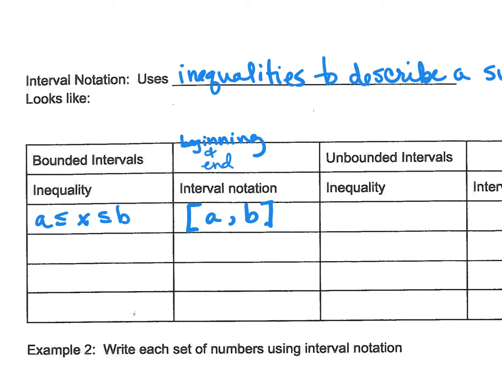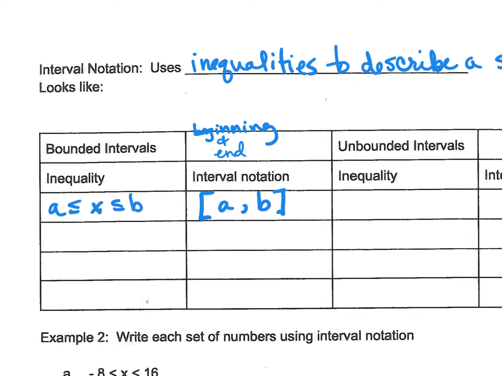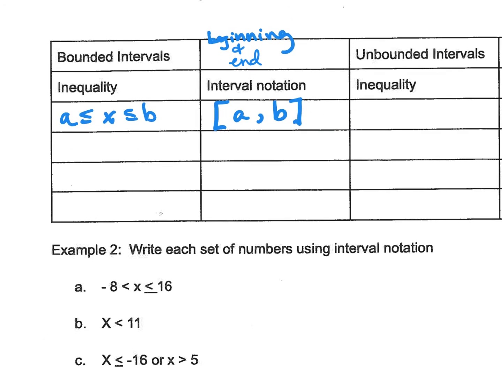Unbounded means what? One end is going to go towards what? Infinity or negative infinity. That's what unbounded means. It means one of the ends is going to go toward infinity or negative infinity. So what are all the combinations of bounded intervals we have?